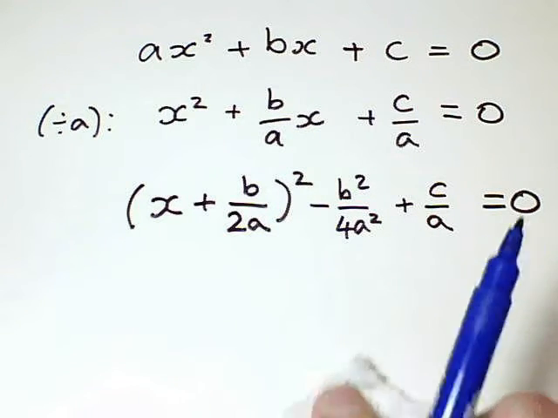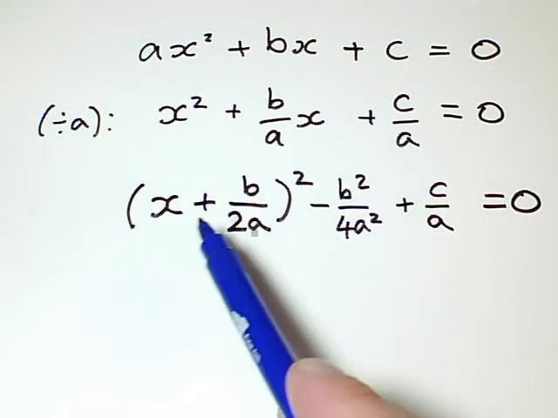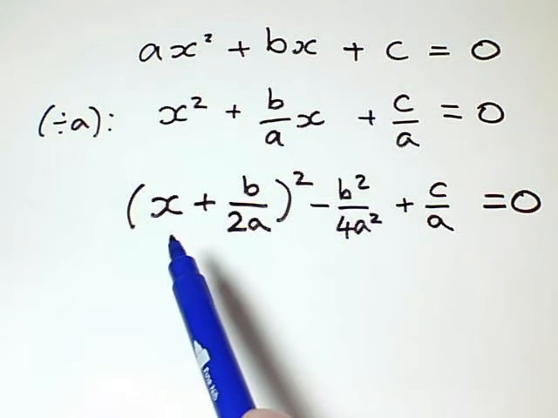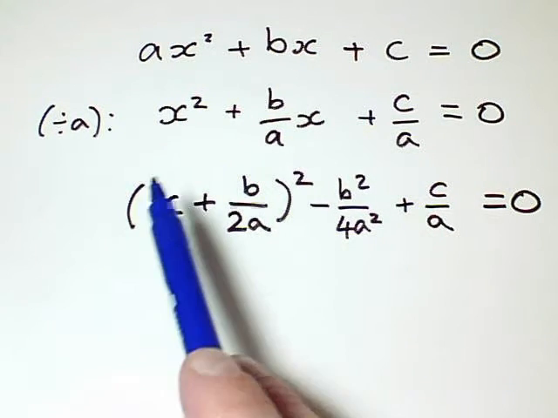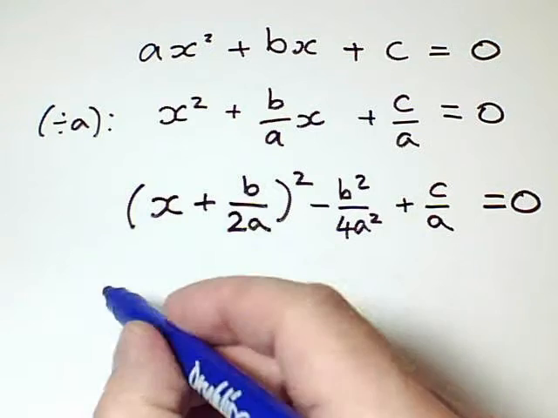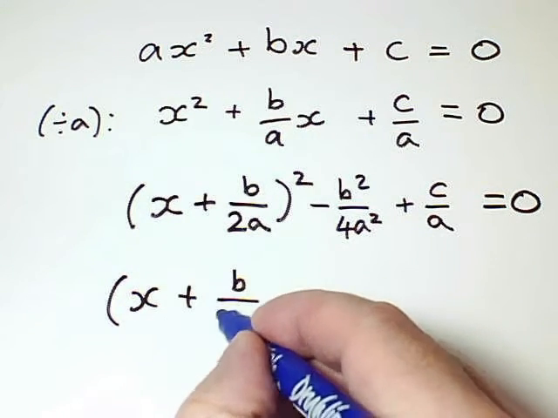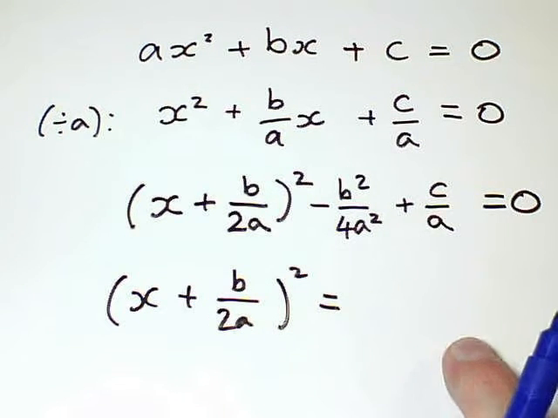Okay, alright, and now what I've achieved here is I've just got x appearing once. Instead of having an x squared term and an x term, x only appears once. So what I'm going to do is shunt terms around and make this term the subject of the formula. So x plus b over 2a squared equals, can you fill in the other side?